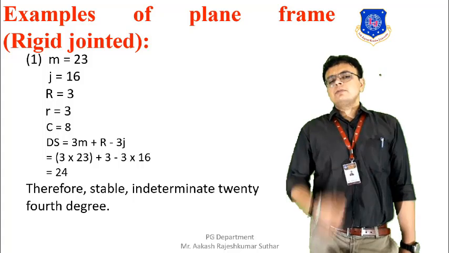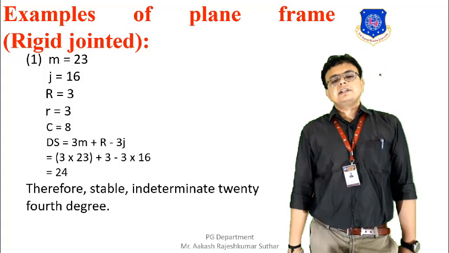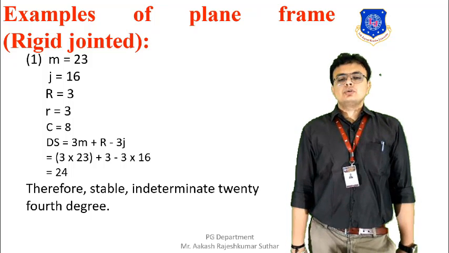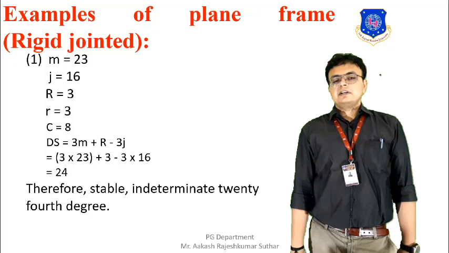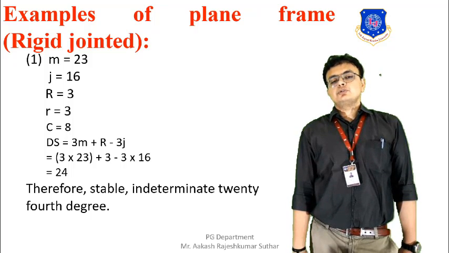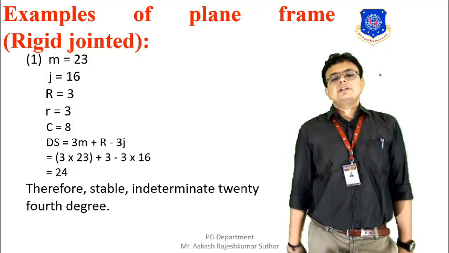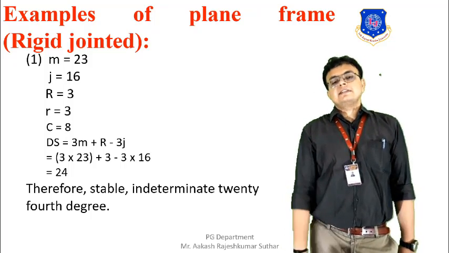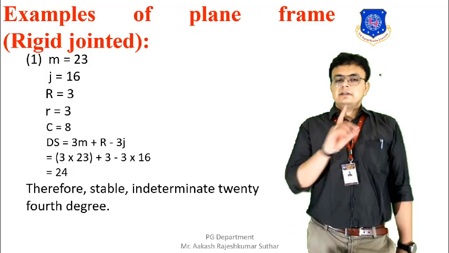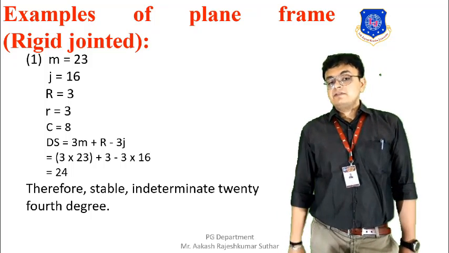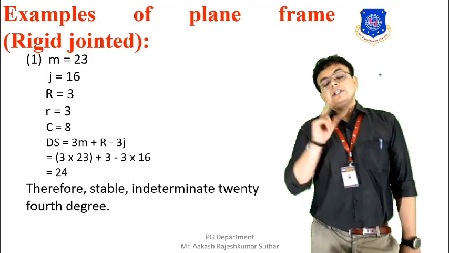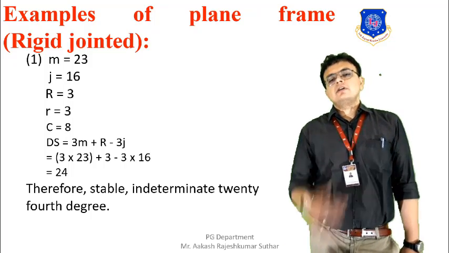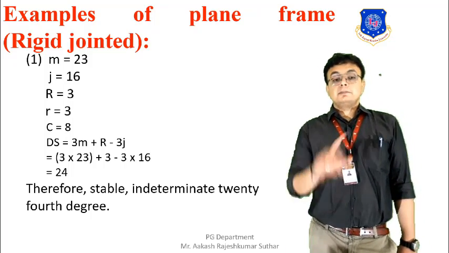Based on the formula, we have to find the degree of static indeterminacy, that is 3m plus capital R minus 3j. So 3 into 23 plus reaction that is equal to 3 minus 3j, that is 3 into 16. So finally, after calculating the overall formula, the number that we are getting is 24. Hence we can say that the given plane frame is stable and indeterminate to 24 degree. This is how the sums are solved for the degree of static indeterminacy for a plane frame.